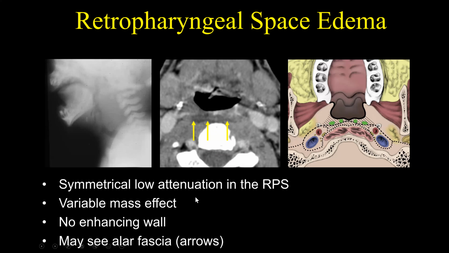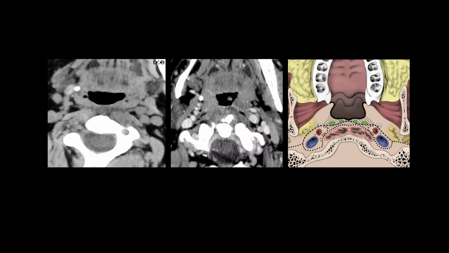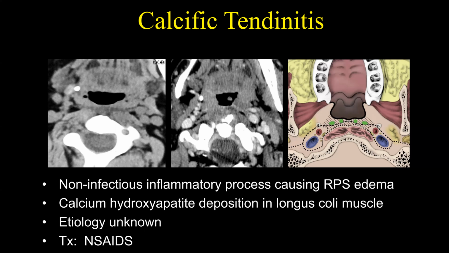So retropharyngeal space edema is characterized by symmetric low attenuation in the retropharyngeal space. It has variable mass effect, and it does not have an enhancing wall. Now, this was a patient that presented with neck pain. When you look at the non-contrast CT, similar to what we saw before, we could see edema involving the retropharyngeal space. This patient was afebrile, but did have retropharyngeal space edema. Then when you look at the soft tissue windows overlying the anterior aspect of the dens, we can see this ossific density here. And what this represents is calcific tendinitis.